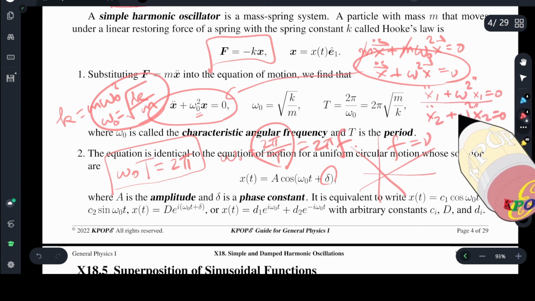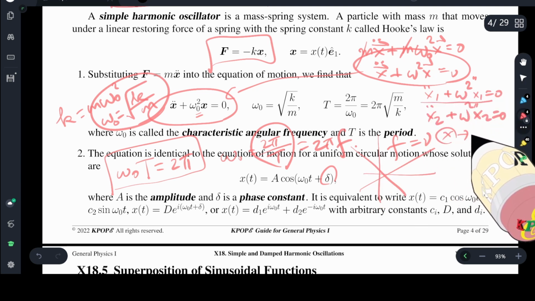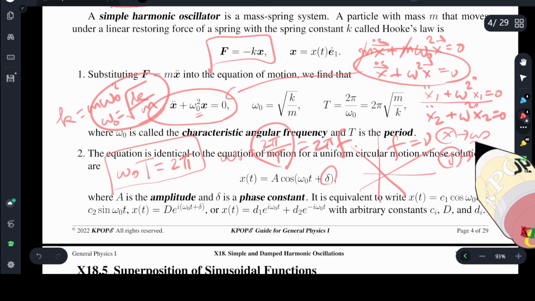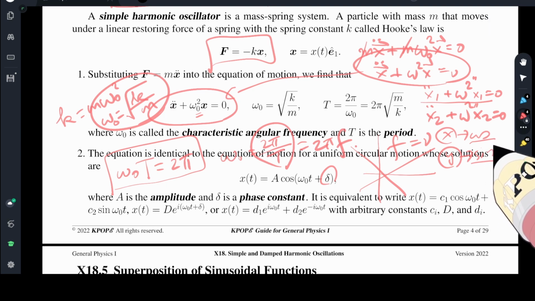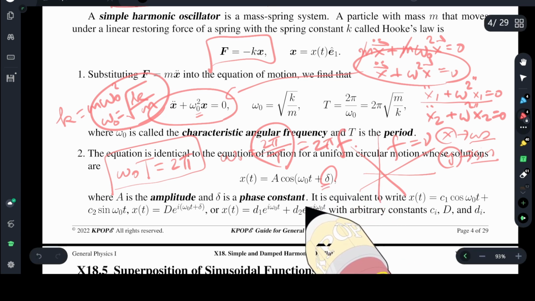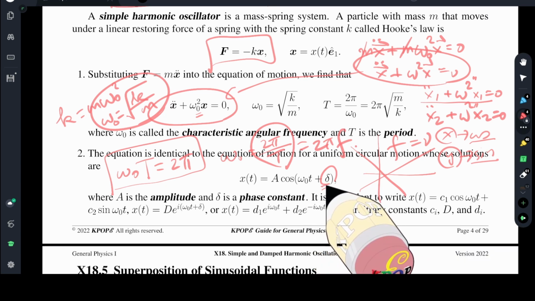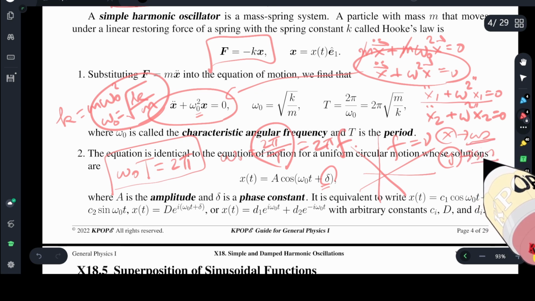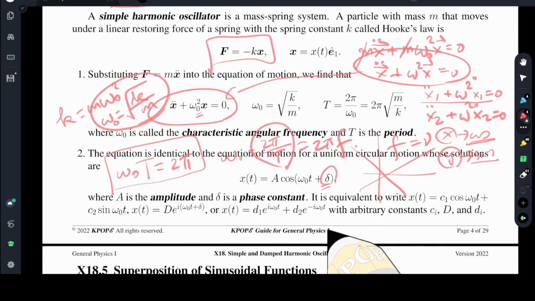We remember that the x component depends on cosine and the y component depends on sine, and cosine and sine are actually the same function except for the translation. This phase constant represents the translation between the two functions. Okay, so there are three ways to represent this simple harmonic oscillator's solution.